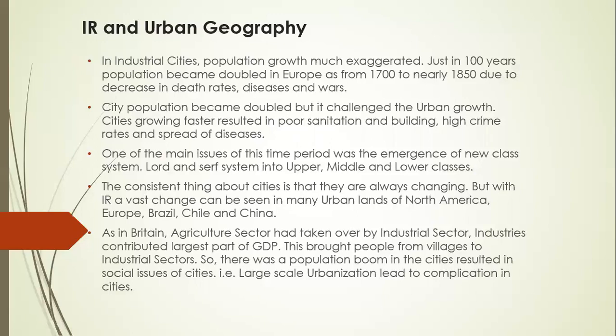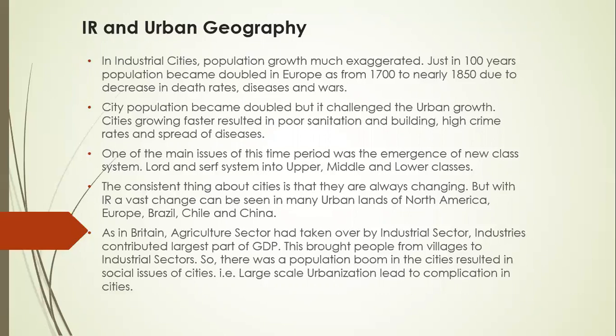Now we are going to discuss the industrial revolution and the urban geography of the industrialized cities. In industrial cities, the population growth was very much exaggerated. In just 100 years, from about 1700 to nearly 1850, the population of Europe doubled, because due to the industrial revolution there was an increase in medical facilities, which resulted in a decrease in death rates, diseases, and wars. But in the industrial cities, the population doubled, and it also challenged the urban growth.